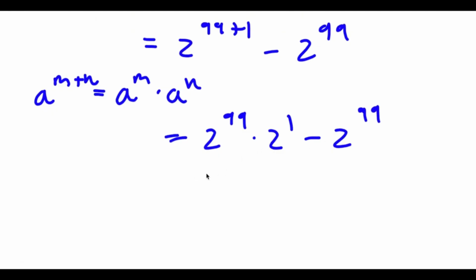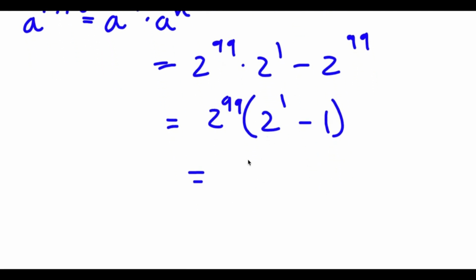Now, from here, because both terms have 2 to the power of 99, I can go ahead and factor out 2 to the power of 99. So now I have 2 to the power of 99 times 2 to the power of 1, divided by 2 to the power of 99, is simply 2 to the power of 1. And negative 2 to the power of 99 divided by 2 to the power of 99 is negative 1.